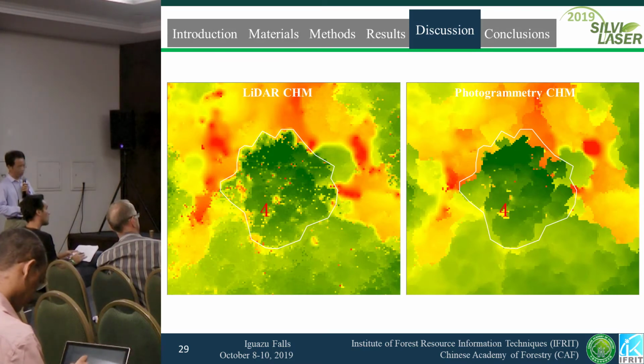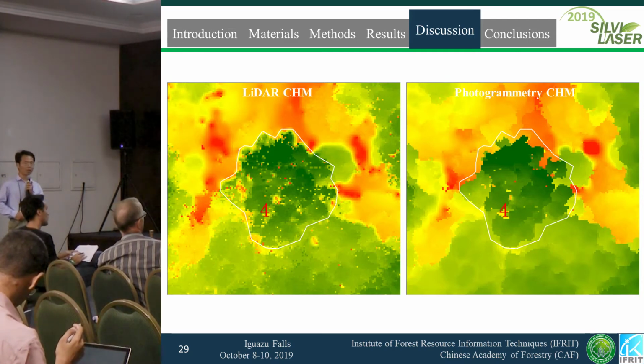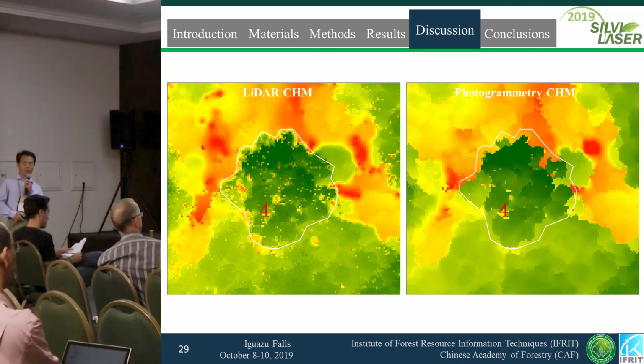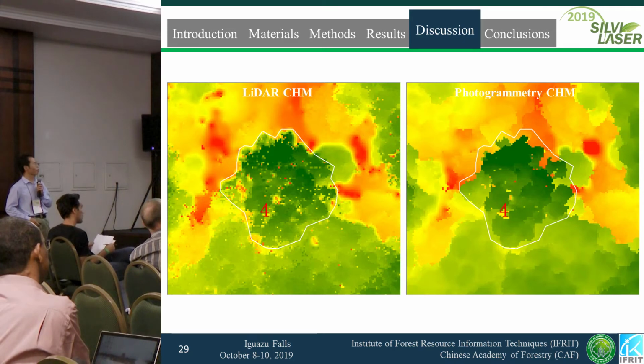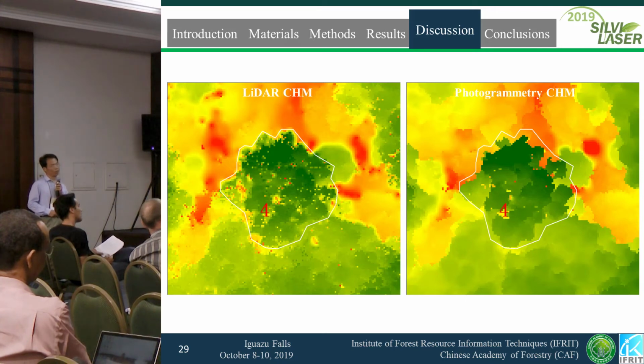You can see another example with outstanding crowns. This area was also not so good. So this is the reason why, I think, when we calculate the canopy cover, the photogrammetry is a little lower than LiDAR. I think such a phenomenon should be considered when you calculate forest parameters, and some correction should be applied to correct such a problem.